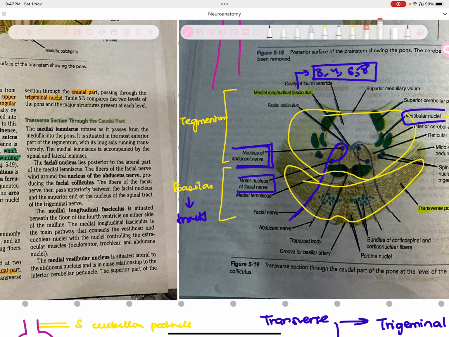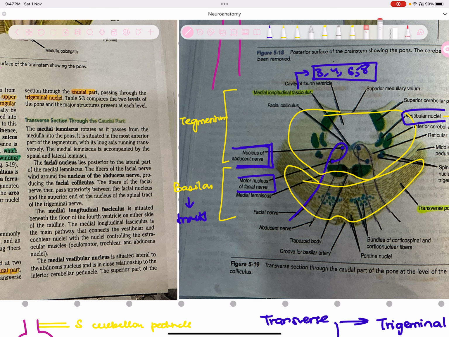Facial nucleus lies posterior to the lateral part of the medial lemniscus. The fibers of the facial nerve wind around the nucleus of the abducens nerve, producing the facial colliculus. The fibers of the facial nerve then pass anteriorly between the facial nucleus and the superior end of the nucleus of the spinal tract of the trigeminal nerve.